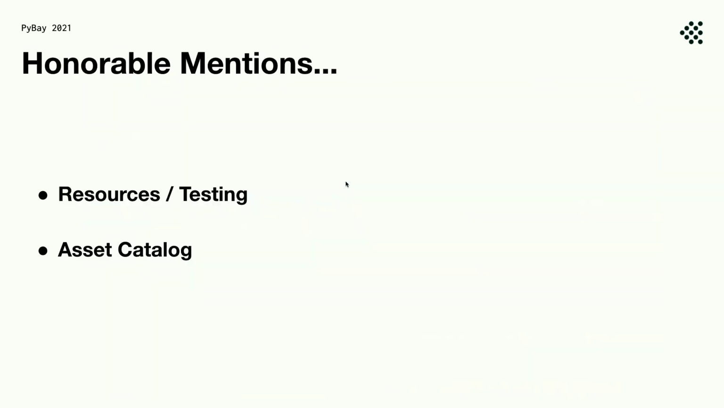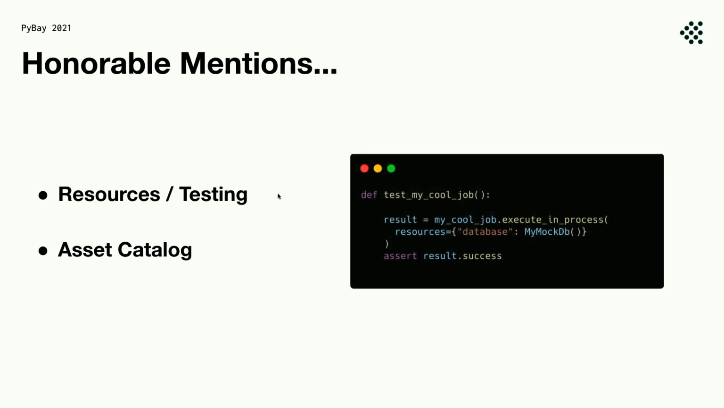Obviously, that's a really high-level overview. Can't go over all the features. But some honorable mentions is historically, it's really hard to test data pipelines because you don't really want to touch your production database in a test. So Dagster is designed around making it really easy to mock out certain parts of your jobs. So for example, you can have a database resource in prod that touches the actual database. In your test, it's just a mock thing.